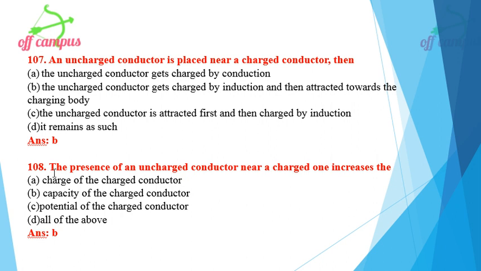Next, question number 108. The presence of an uncharged conductor near a charged one increases the: charge of the conductor, capacity of the conductor, potential of the conductor, or all of the above. The presence of an uncharged conductor near a charged one increases the capacity of the charged conductor. So option B, capacity of the charged conductor, is the right option for this question.